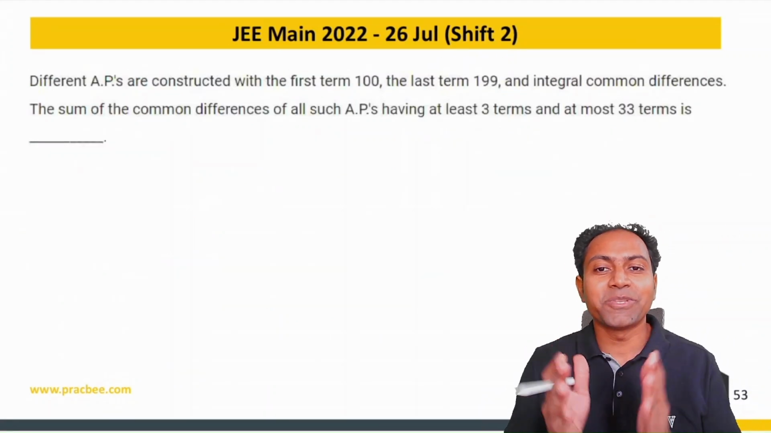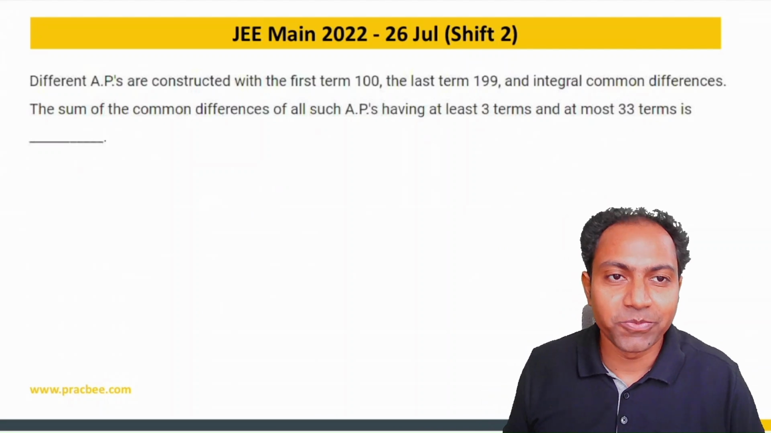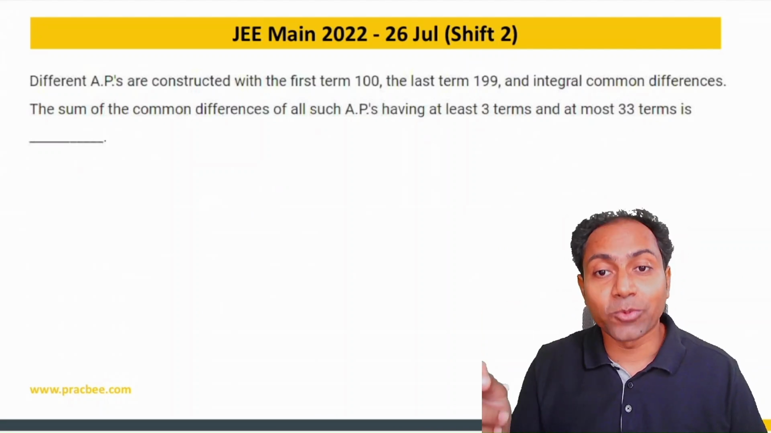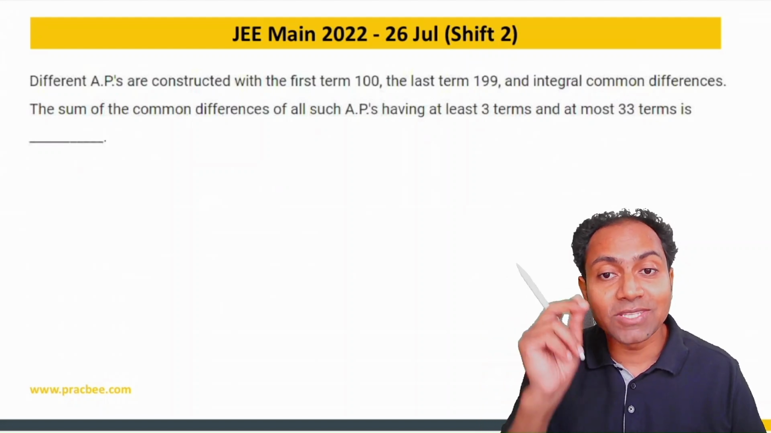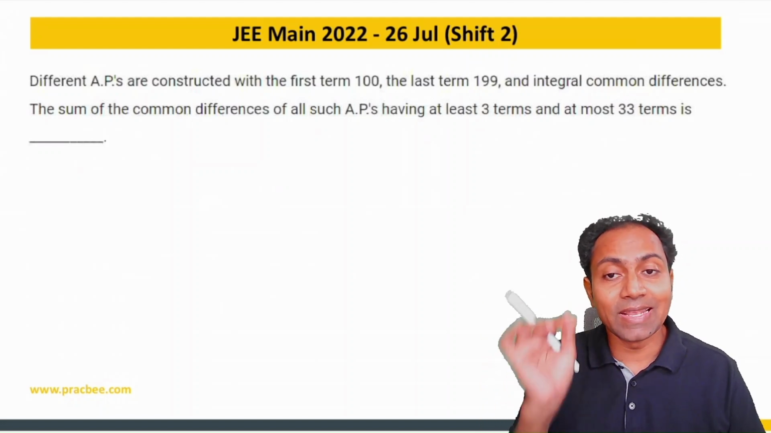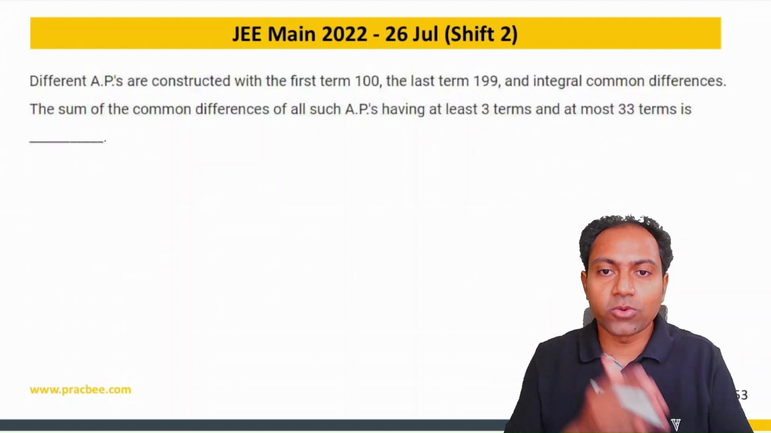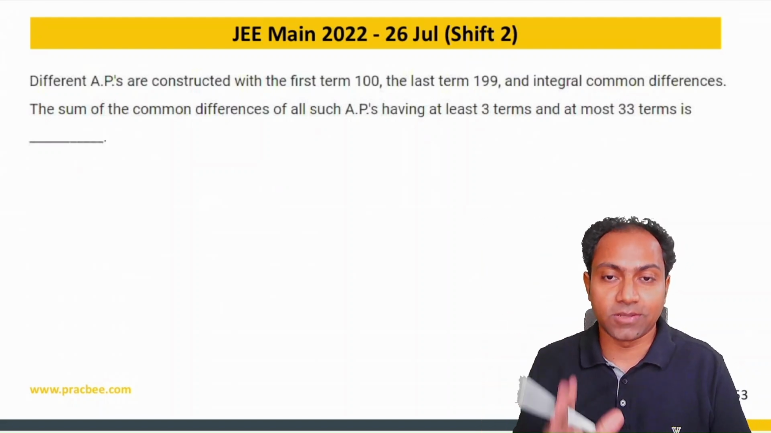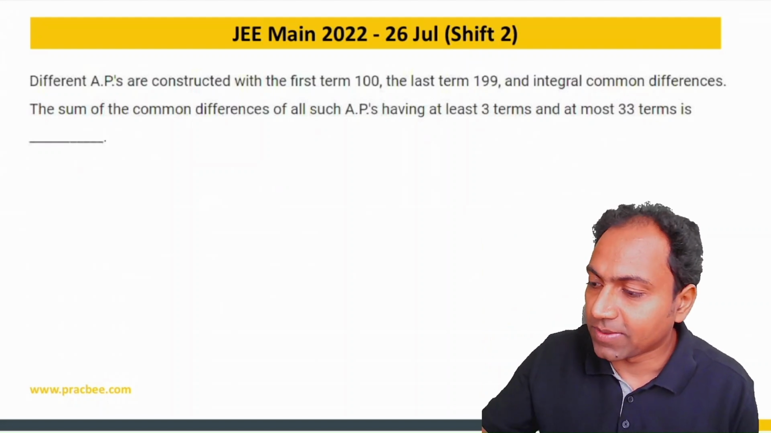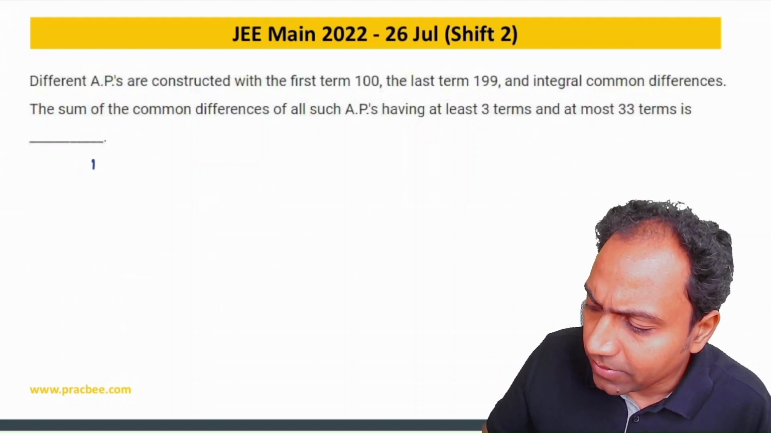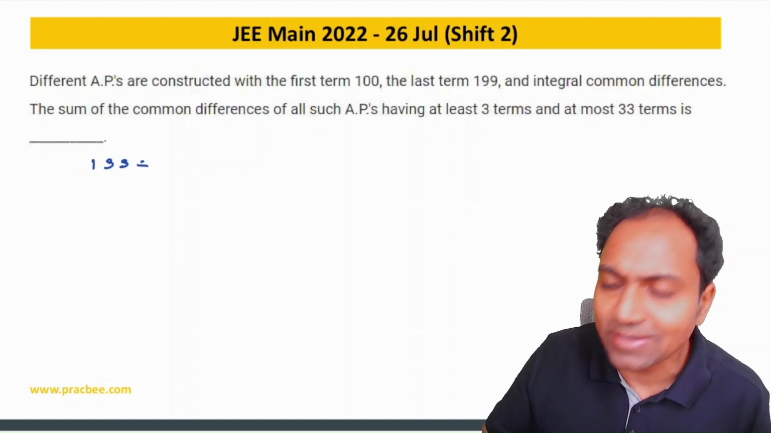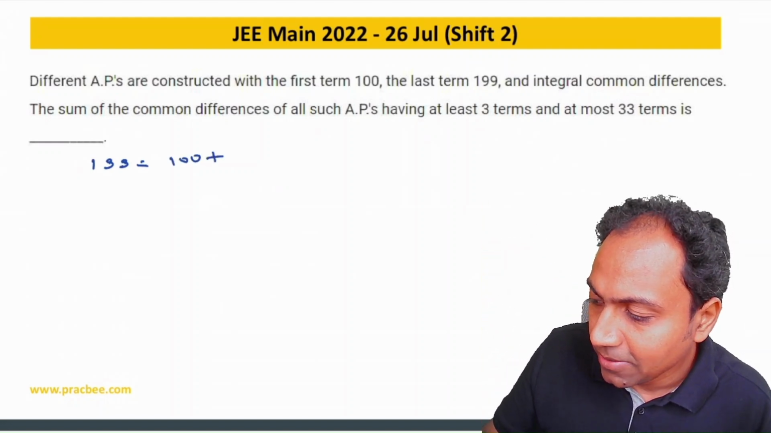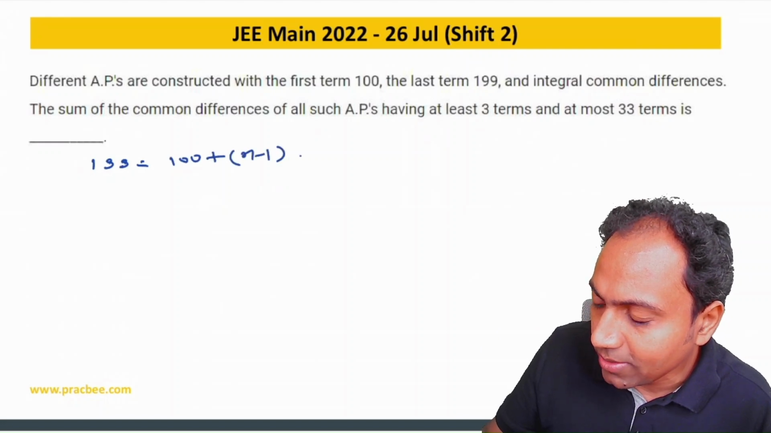Now let us look into another question that came in 2022. In this question, they're talking about different arithmetic progressions that can be formed using the first term as 100 and the last term as 199. They have not told us what the common difference is, and they have not told us how many terms there will be. Only these two pieces of information are given. So if I write the last term as 199 and assume n terms in that arithmetic progression, it can be written as A plus (n minus 1) into D.